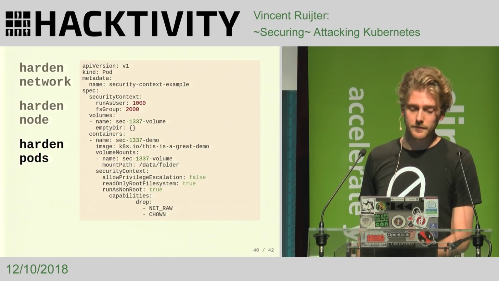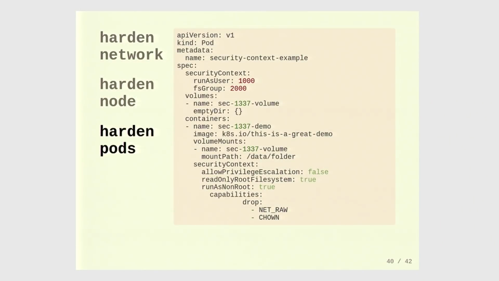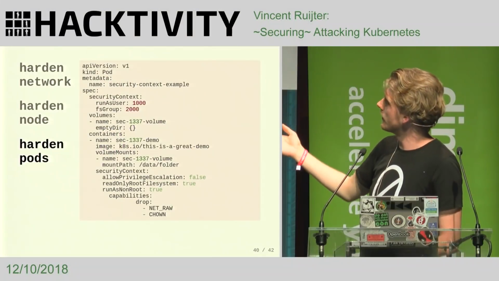This is an example of a network policy. This is a security context example. I can say, okay, I run as user 1000. I have a nice volume set up. And in my security context, I say privilege escalation is not allowed. The file system is read-only because it would be weird if you would pwn a pod and then go up to the host and have full write access. And I say run as non-root is true.